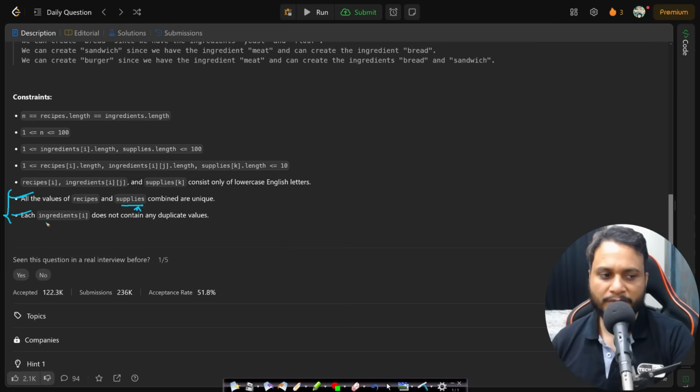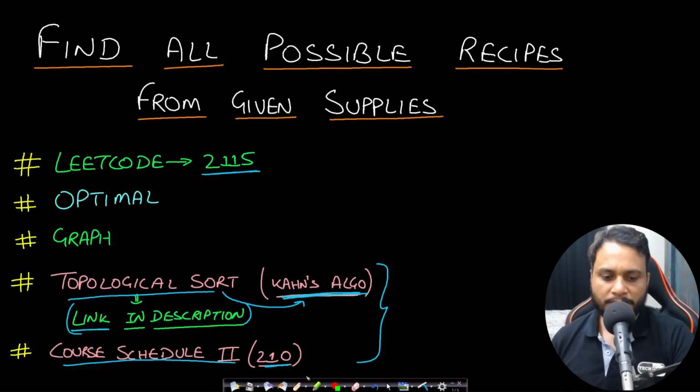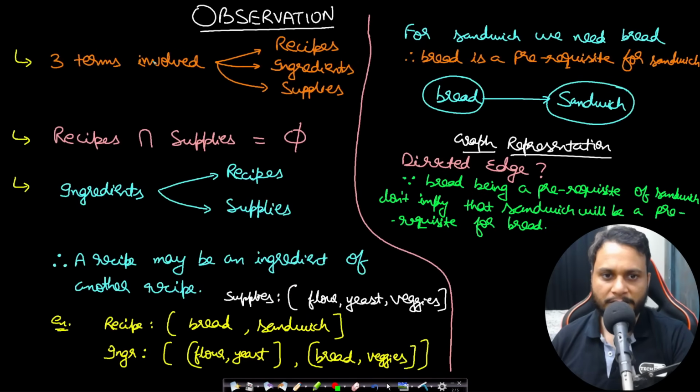Second thing which is important is that ingredients at i does not contain any duplicates. So you do not have two different ingredients which are actually the same, right? So let's look at some observations which will help us solve our problem optimally. In this case, the three terms involved are recipes, ingredients, and supplies. If you think about the common portion between recipes and supplies, then that is not present. They are all unique, right?